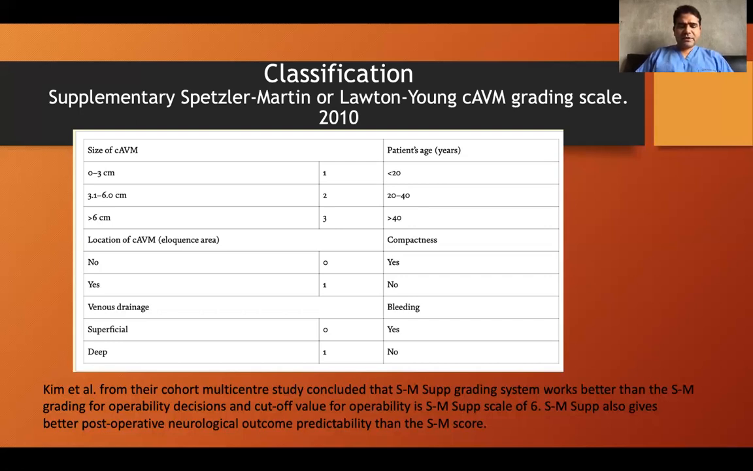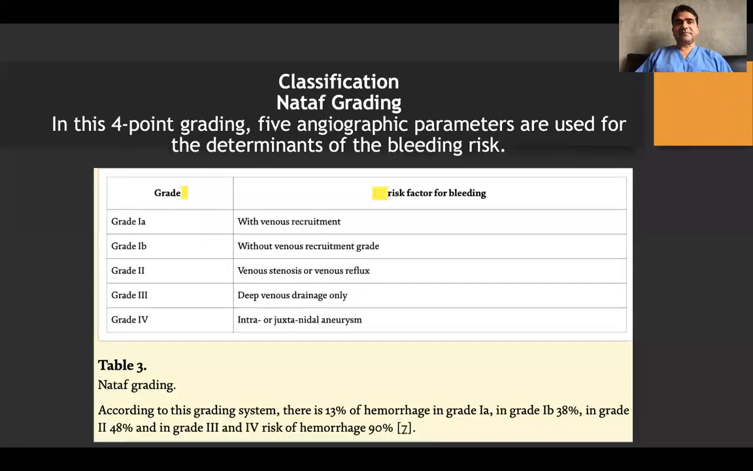So patients with supplementary Spetzler-Martin grade less than 6 have acceptable low surgical risk, that is 0 to 24%, while those of grade more than 6 had higher surgical risk, that is 39 to 63%.